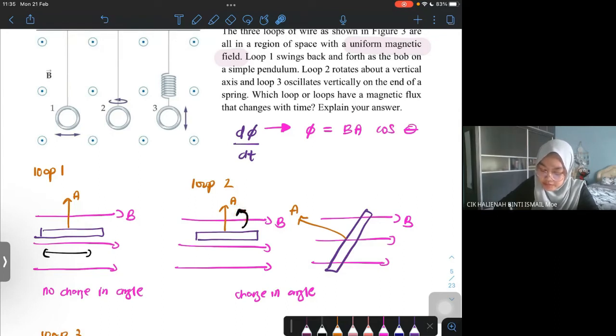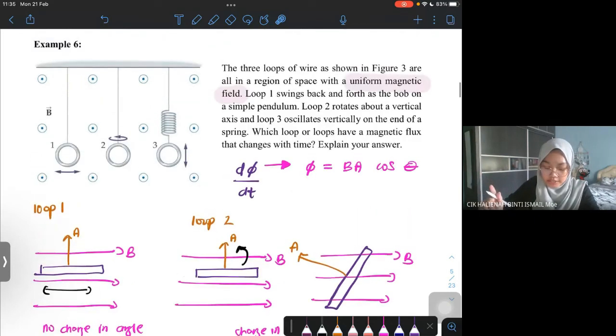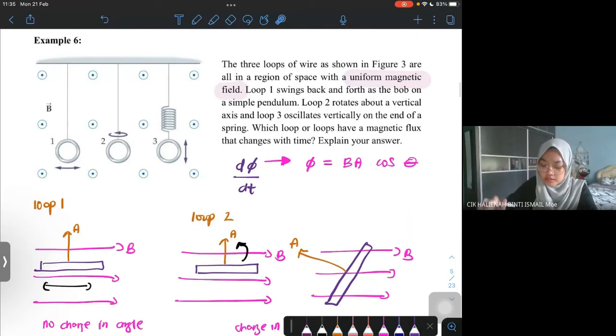So maybe initially dia macam ni kan, 90 degree. So when after 5 second, dia sudah macam ni. There is maybe 60 degree of angle here. So apabila kita punya angle berubah, maksudnya kita punya magnetic flux pun akan berubah. Okay, so here we can say that loop 2 is the loop that has a change in magnetic flux with time.